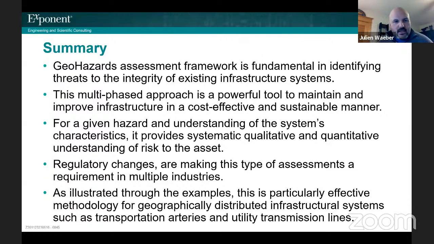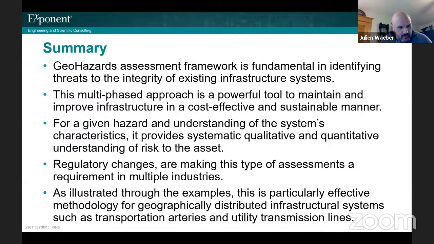evaluation that I discussed. So really importantly, regulatory changes today are making this type of assessment a requirement, and in multiple industries. So, I've used the example of pipelines and briefly roadways and power transmission lines, but I think you can imagine this is pretty broad reaching.